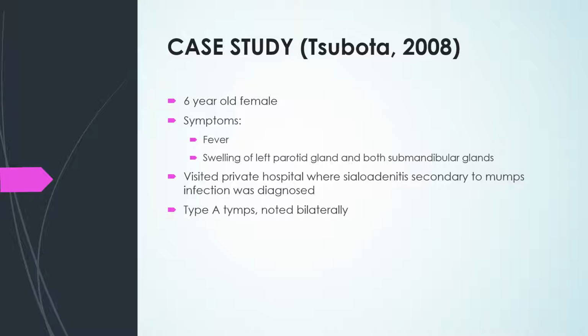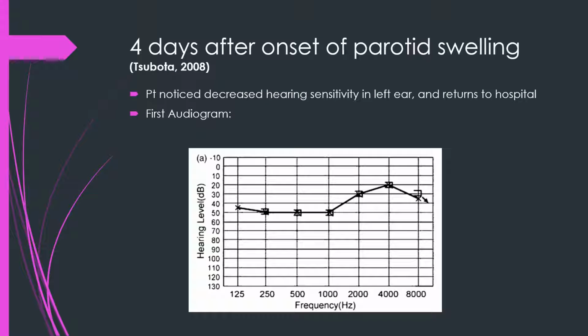The patient had type A tympanograms, noted bilaterally. So 4 days after the onset of parotid swelling, the patient noticed a decrease in her hearing in the left ear, and she returned to the hospital. So this is what her first audiogram looked like. Moderate sensorineural hearing loss in the left ear, and the mumps virus was diagnosed.